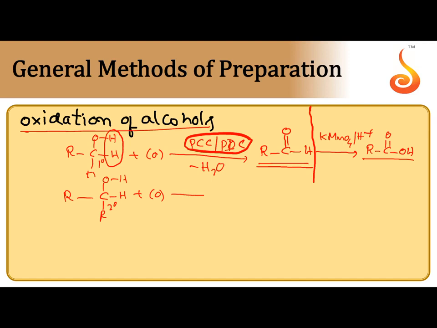during the oxidation, any oxidizing agent we can use, even strong ones. We can get RCOR, or ketone. So ketone is further not oxidized under normal conditions. So for the preparation of ketone, any oxidizing agent we can use. Tertiary alcohol won't undergo oxidation.